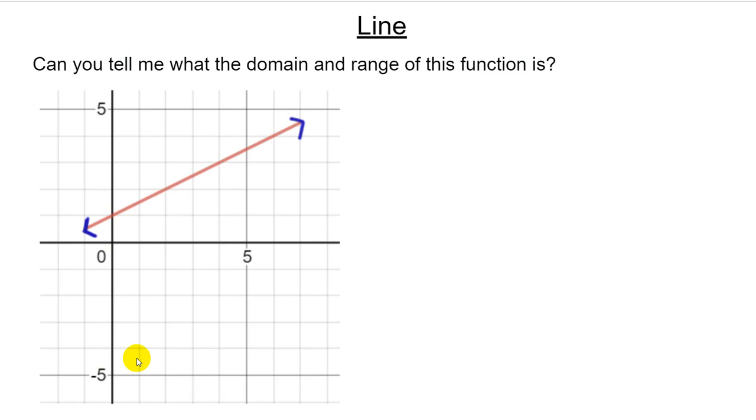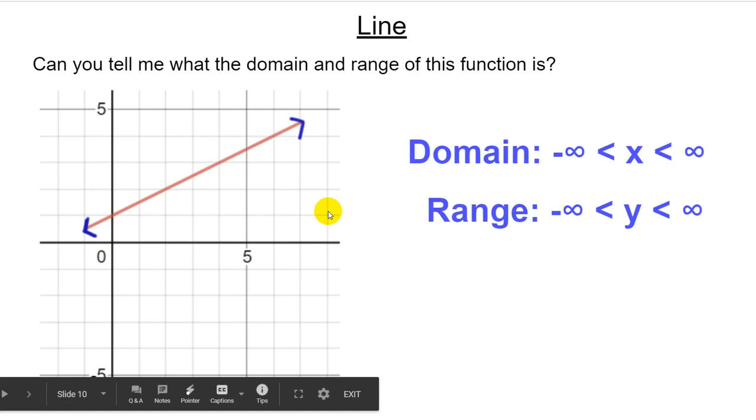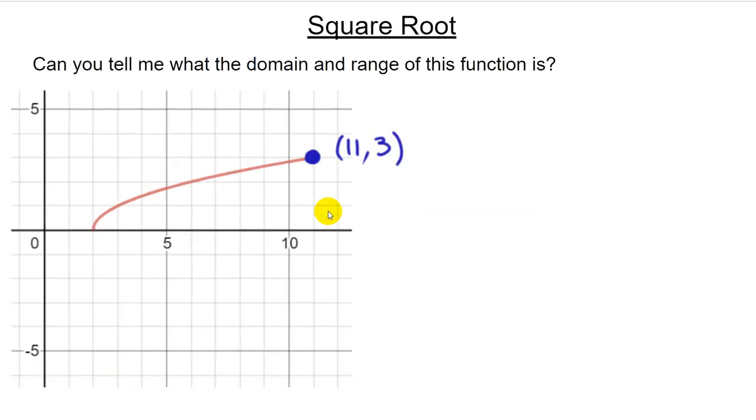So in other words, the domain and the range in this case both consist of something like negative infinity is less than x, less than infinity, and negative infinity is less than y, less than infinity. And there we go. Okay, let's look at another example.